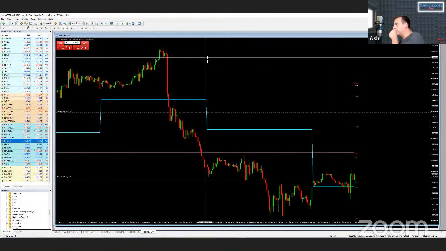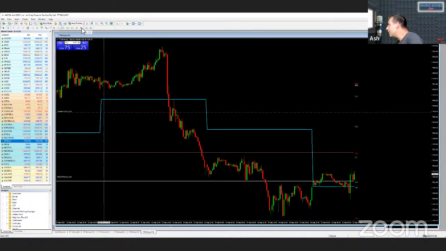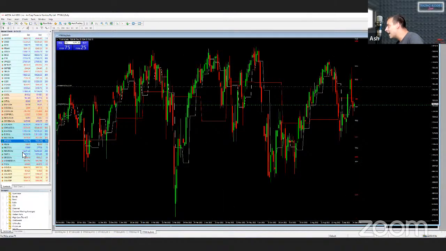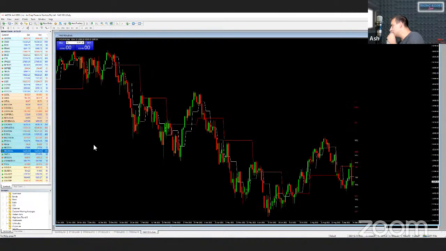So let's talk about volume now. If you look at a market now, I prefer to look at the FTSE or the Nasdaq. Let's look at the Nasdaq because it might be a bit more universal for people.